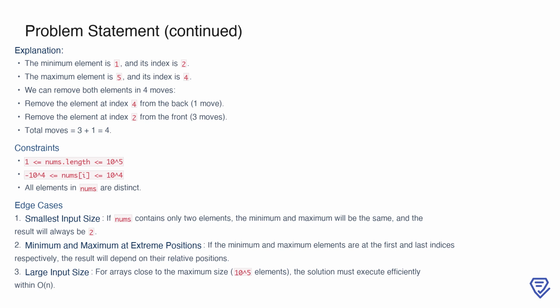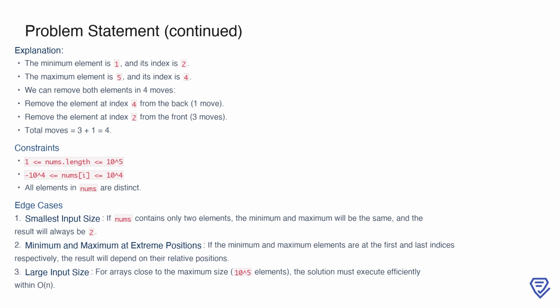In the final example, the input array is nums equals 4, 3, 1, 2, 5. The minimum element is 1, located at index 2, and the maximum element is 5, located at index 4. Here, one efficient strategy is to first remove the maximum element at index 4 from the back, which takes 1 move, and then remove the minimum element at index 2 from the front, which requires 3 moves. This results in a total of 4 moves.